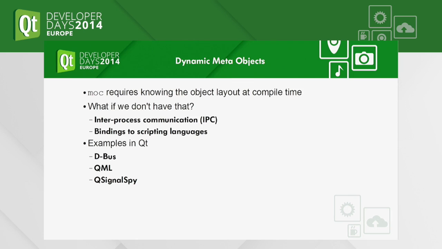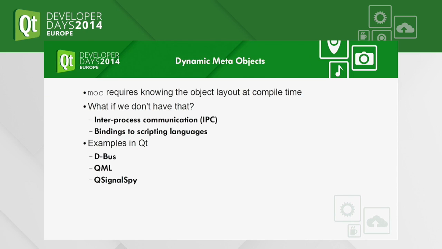Let's take, for example, inter-process communication. We can make assumptions about what a remote service offers us in terms of API, but we will only know for certain once we connect to it, so at runtime. Then we see whether this method is actually available, or what properties are offered. So it would be nice if our object layout reflected what's actually available on the remote side rather than our compile-time assumptions.